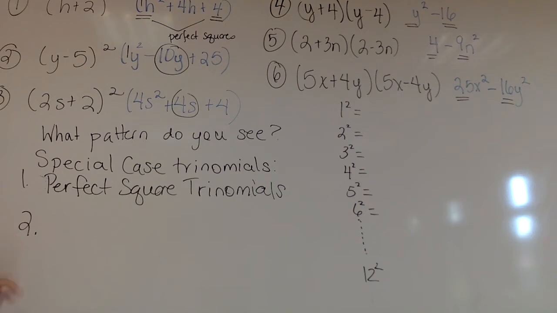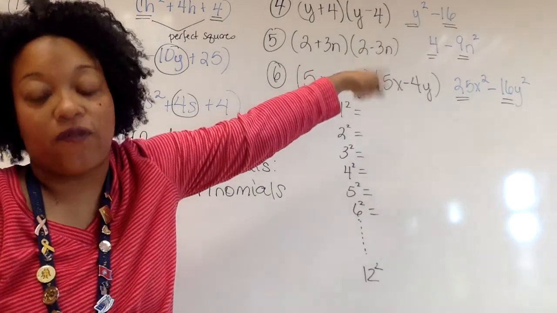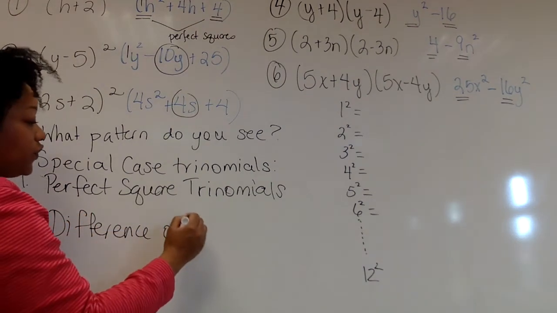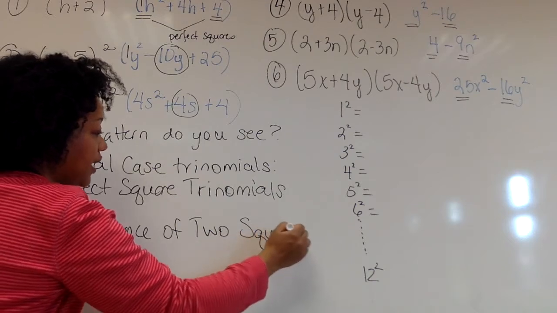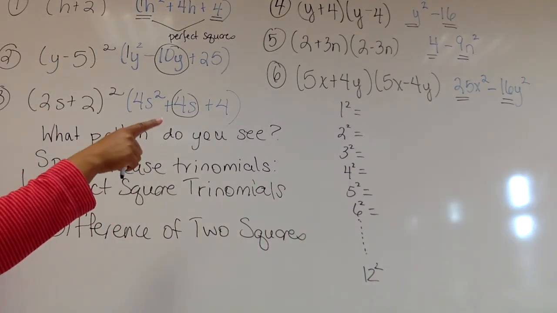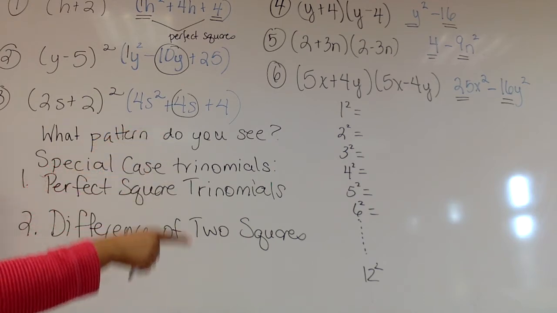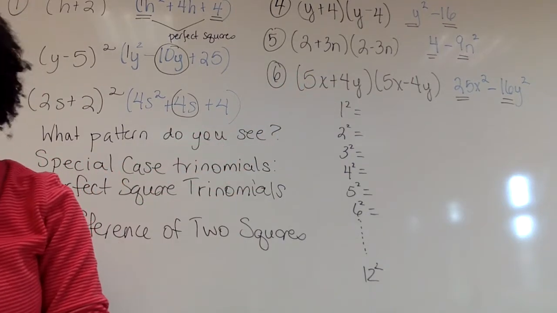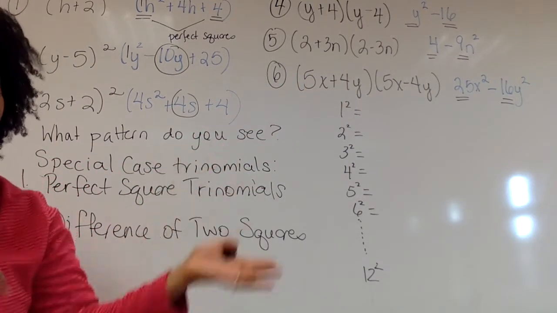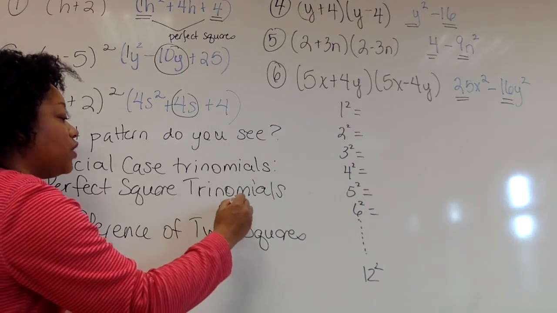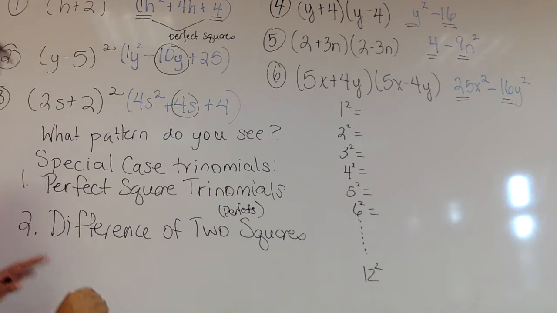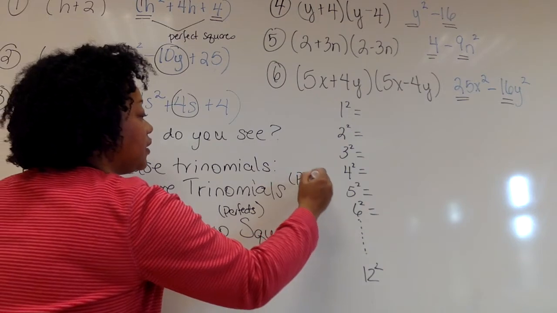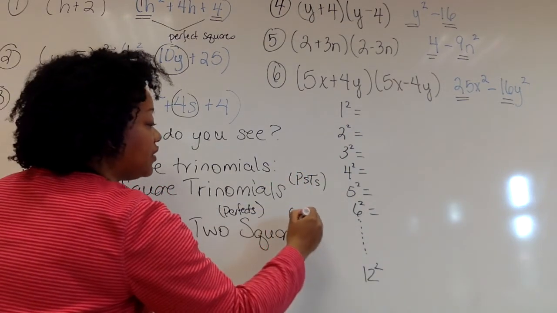The second special case is what you had over here for number 4, 5, and 6. Those are called difference of 2 squares. Difference means you're subtracting, and if you notice, that's what we did over there. Every single one of them has a subtraction. 2 means there's only 2 terms, because you're missing that middle term. And squares is actually perfect squares. So when they say squares, they really mean perfect squares, difference of 2 squares. We call the perfect square trinomials PSTs, and we call difference of 2 squares DOTS.